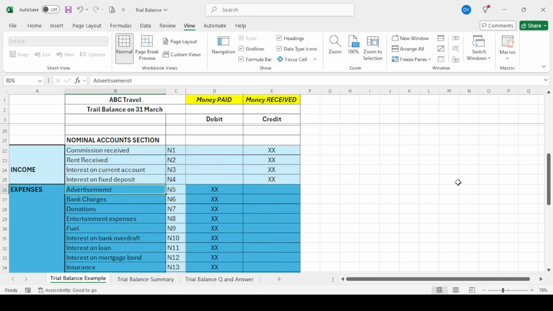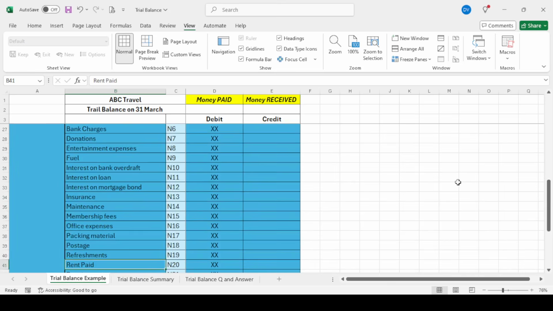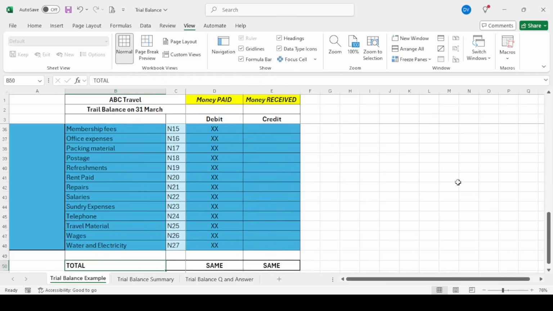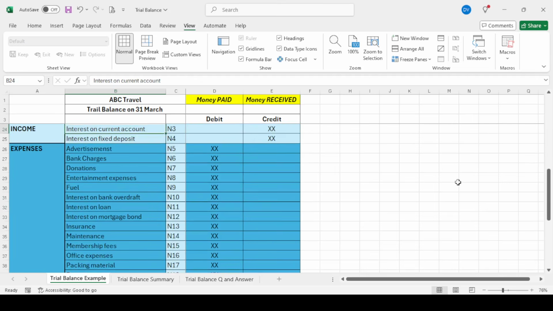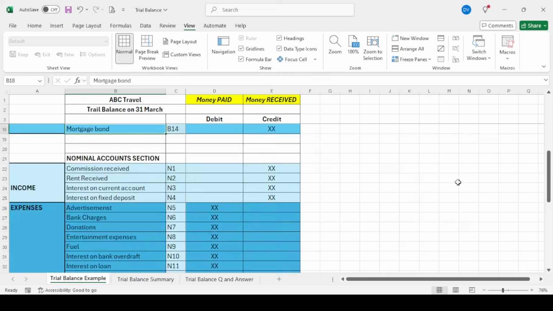Literally everything that you've paid for. Advertisements, if you've given a donation to someone, fuel, interest on an overdraft, maintenance, membership fee, parking, material, postage, refreshments, repairs, salaries, wages, water and electricity, sundry expenses. I've tried to put as many different ones on the list as I could. So literally all of your expenses.